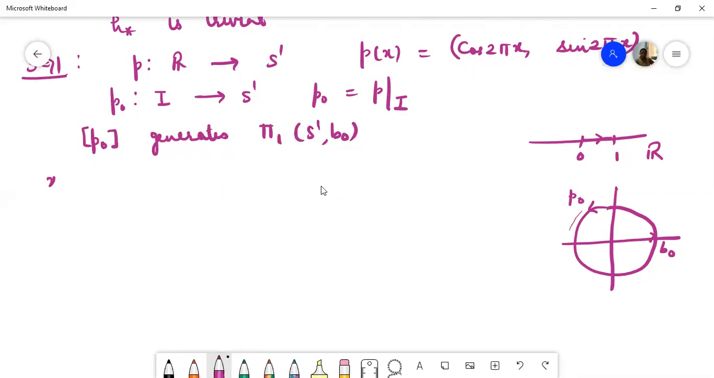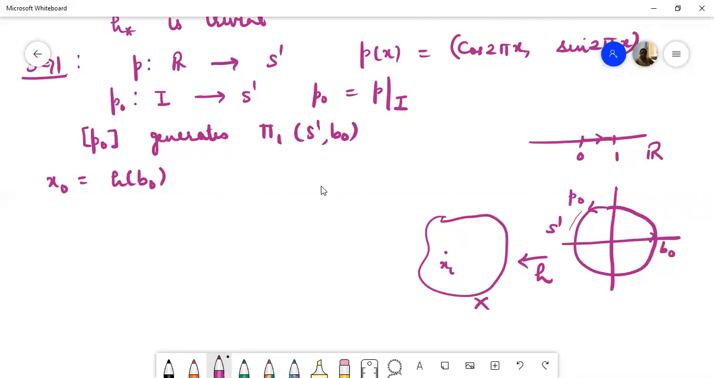Now let us take x naught as the image of the point B naught under the mapping H, because we know this is S1. Now let us say this is X. Now this is H. H is a mapping from S1 to X. So we take the point x naught here, which is the image of the point B naught. Now it is given to us that H star is trivial. H star is trivial, it means the loop f, which is H circle P naught. Now we know this P naught is a path from I to S1, and H circle P naught is from I to X. So this is a path.